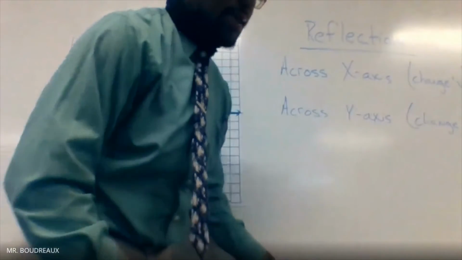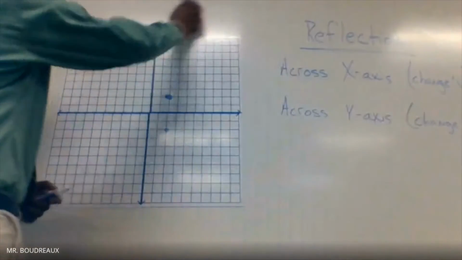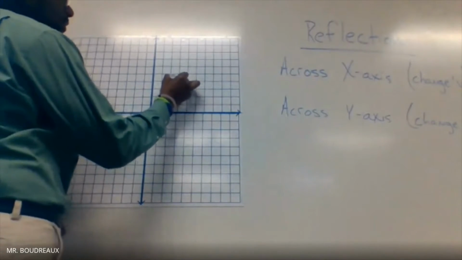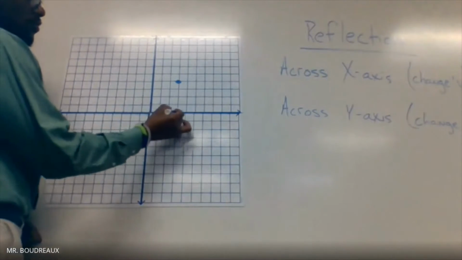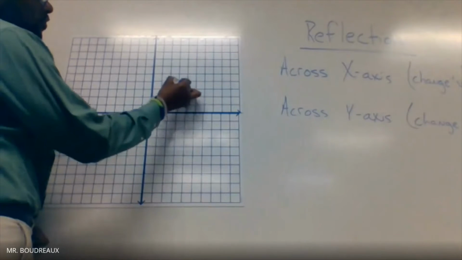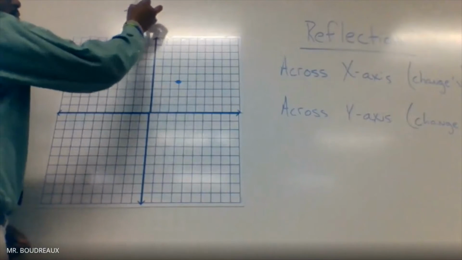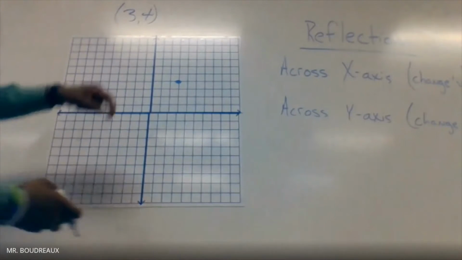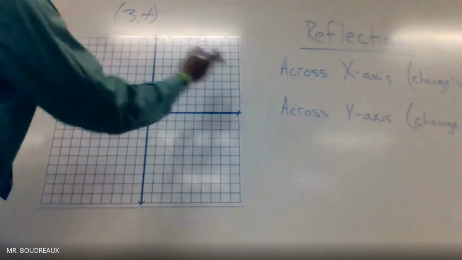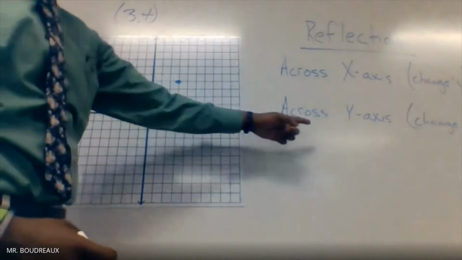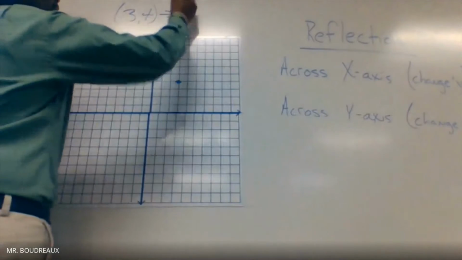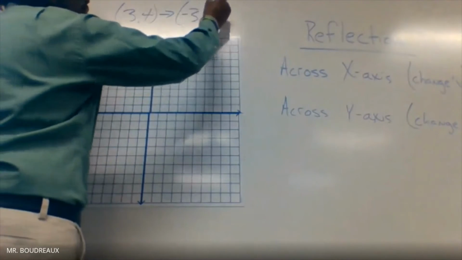Now let's try the y-axis. Let's say I'm given a different point. What point is this? 1, 2, 3, 1, 2, 3, 4. So 3, 4. All right, now I'm going to reflect across the y-axis. This is the y-axis, and I'm going to reflect across that. When I reflect across the y-axis, it says change the x. So change the x: -3, 4.